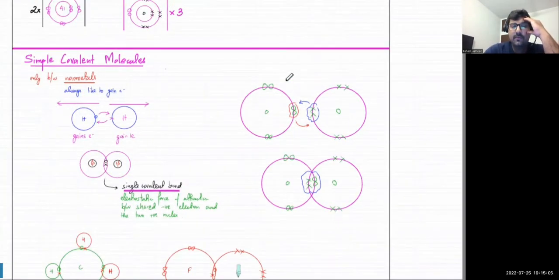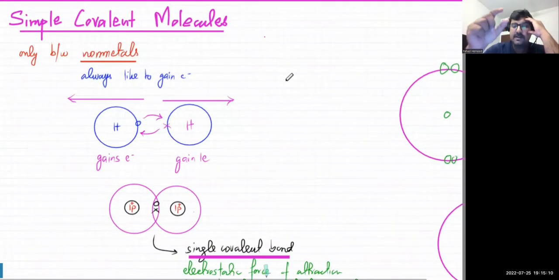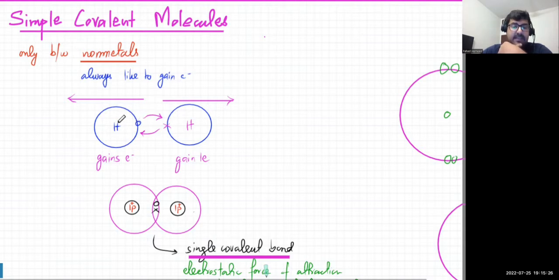Now, when did you have a covalent molecule? When you had 2 nonmetals bonding with each other, right? That's when covalent bonding happened. Why? Because nonmetals always like to gain electrons. So if you have 2 nonmetals, the hydrogen will try to gain electrons from this other hydrogen atom. This hydrogen, on the other hand, will try to gain electrons from this hydrogen atom. So they're basically trying to steal electrons from each other. Both of them are fighting over these electrons. And at the end of the day, the electrons get stuck right in the middle.